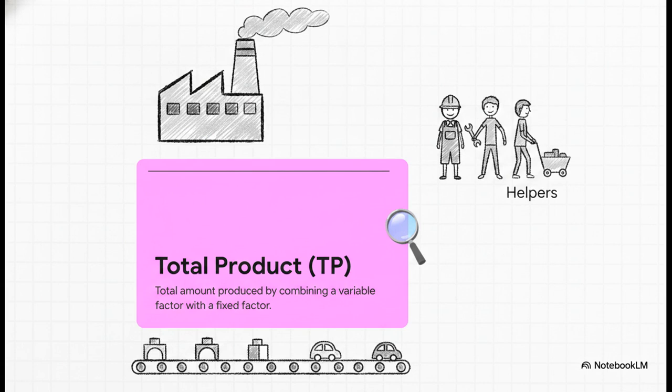All right, let's dive right in with our first answer, total product, or just TP for short. This is basically just the total amount of stuff being made. Imagine a giant toy factory. The building itself is your fixed factor. It's not changing. But the number of helpers you have, that's your variable factor. So total product is just the overall mountain of toys your whole team can make together.